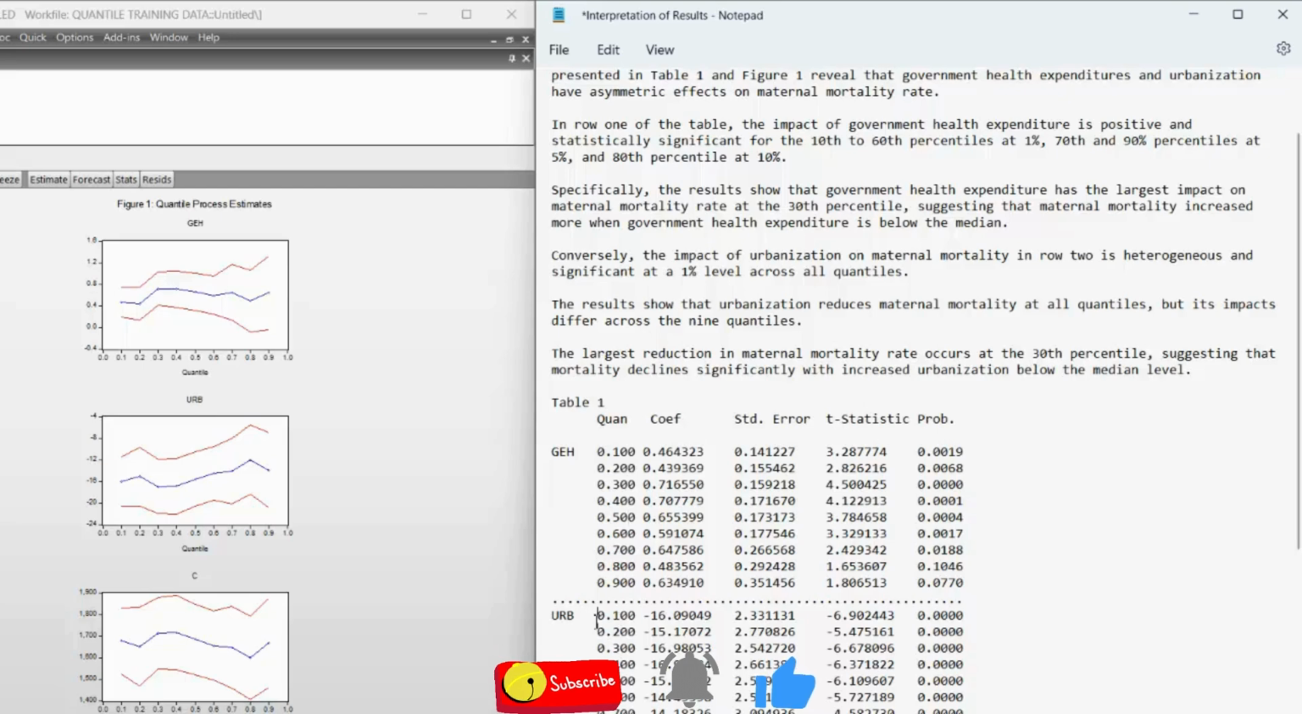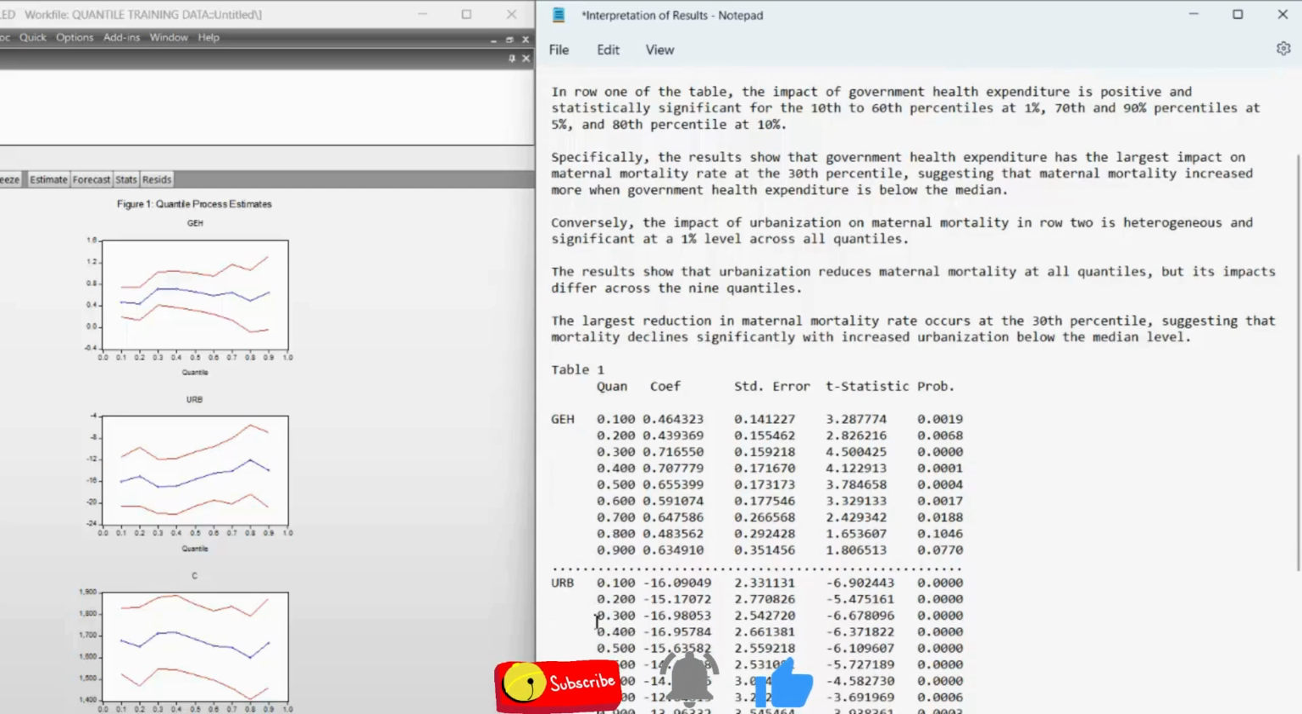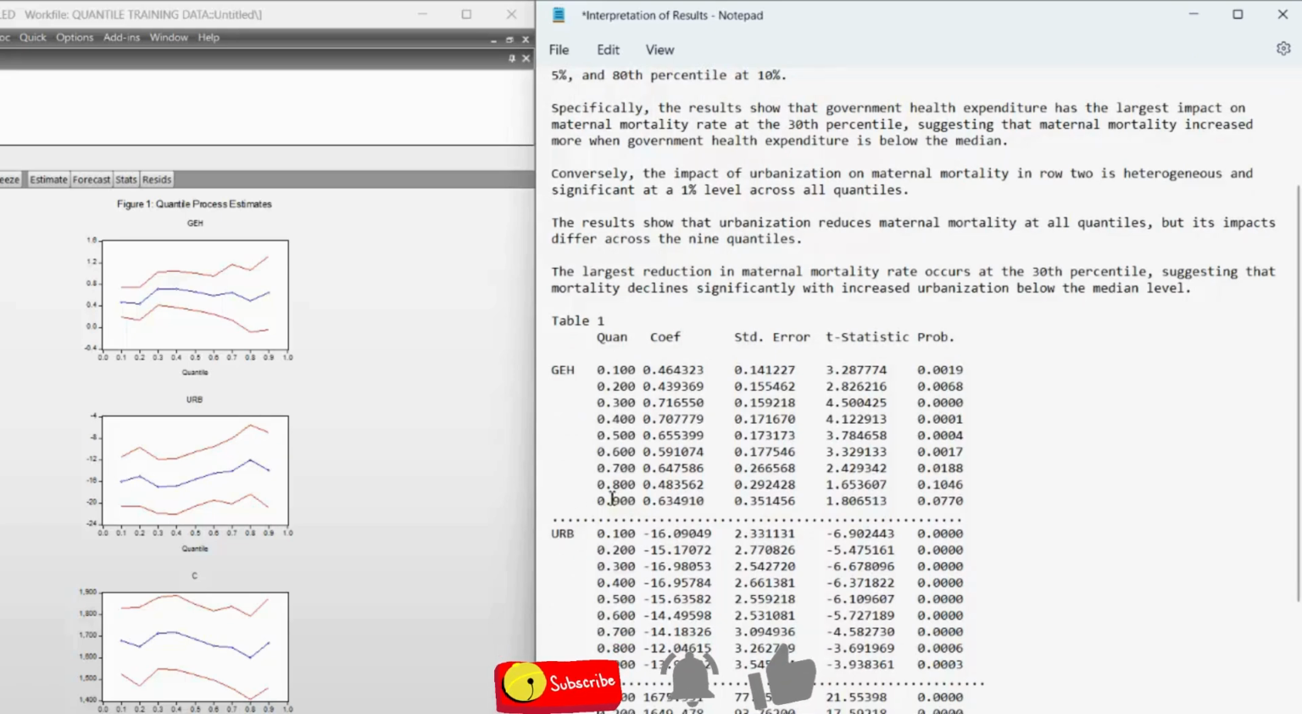Now let us look at the second independent variable, which is urban. Now look at it. Here too we have quantiles from the 10th to the 90th quantile, and all the results are negative. In this case, the results are significant at the 1% level, so we don't need to make reference to 5% and 10% again. What you just need to let us know is that this has a negative impact on maternal mortality rates across the quantiles.